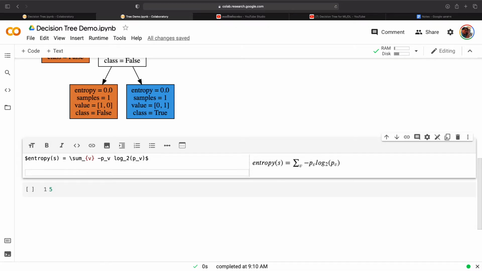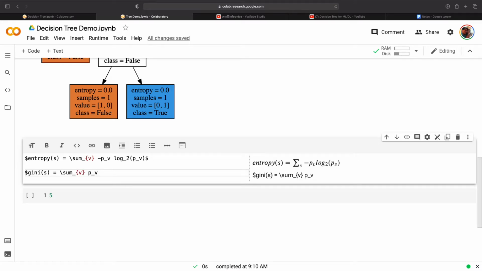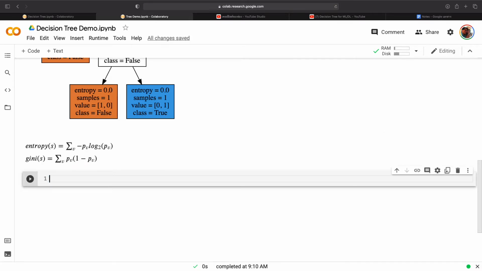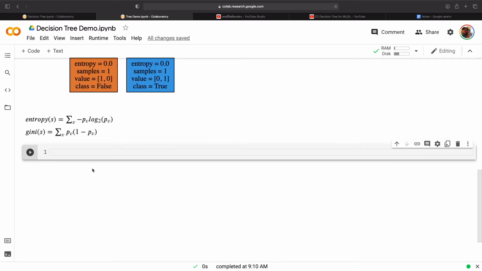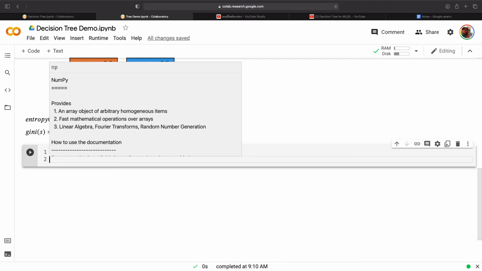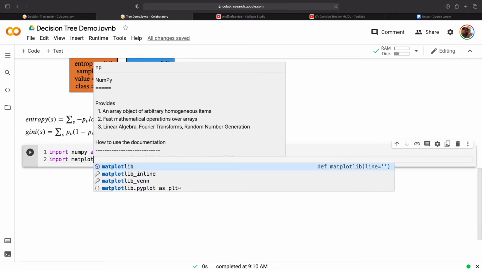And how about the Gini impurity? The Gini of any set is the summation over all classes V of the probability of class V times 1 minus the probability of V. So this is the value of Gini. In this video clip, I'll show you the behavior of both values. I'll start by using matplotlib to show you the graph, and I will use numpy to create arrays of x and y.